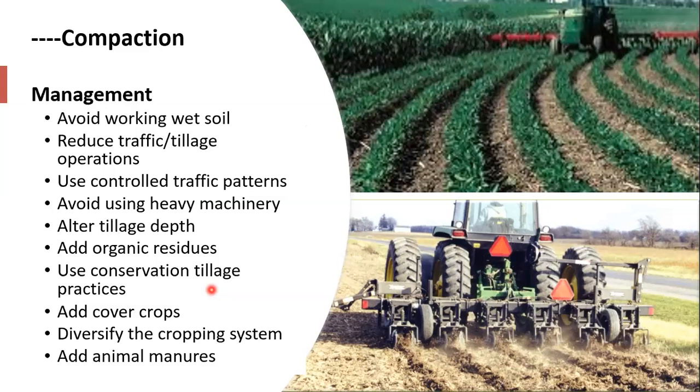Organic residues should be added. Conservation tillage practices to reduce tillage. To add cover crops to enhance the crop residues. To diversify the cropping system, because the rooting pattern and the residues of different crops vary, so that will also impact the soil. And animal manure should be added.